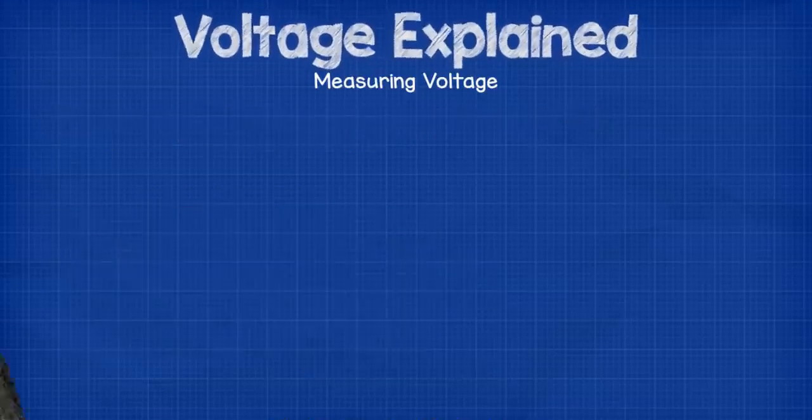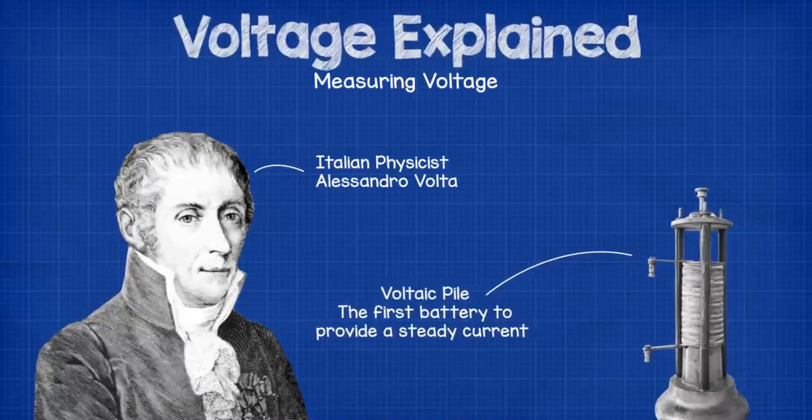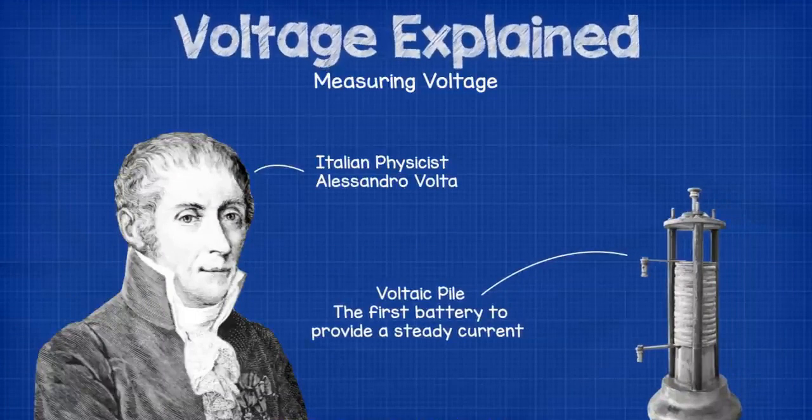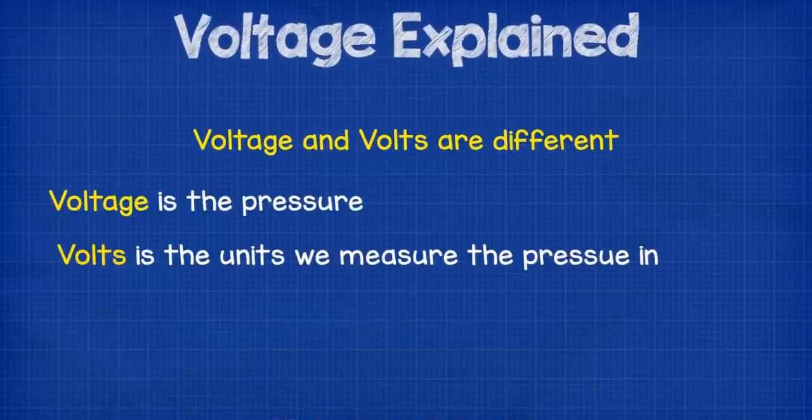work. The term volt comes from an Italian physicist named Alessandro Volta, who invented the voltaic pile, which was the first electrical battery that could provide an electrical current at a steady rate in a circuit. Voltage and volts are different. Remember, voltage is the pressure and volts is just the units we use to measure it in.